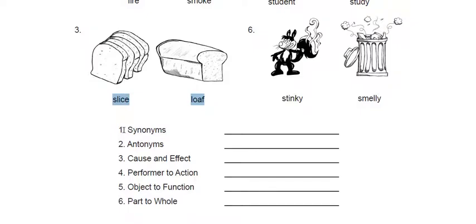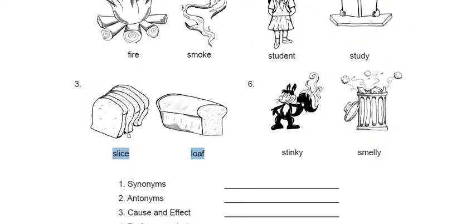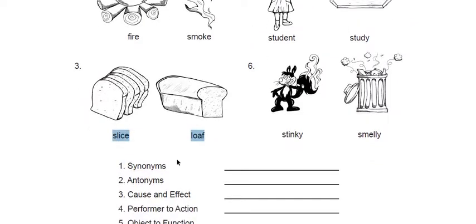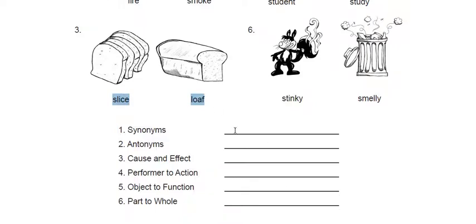So try to put these words in the proper type of analogy. So we have here the 6 types of analogy. So I would like you to put these words in the proper type. For example, slice and loaf. So is it synonyms? When we say synonyms, words with the same meaning. When we say antonyms, those are the words with different meaning. For example, ugly and pretty.